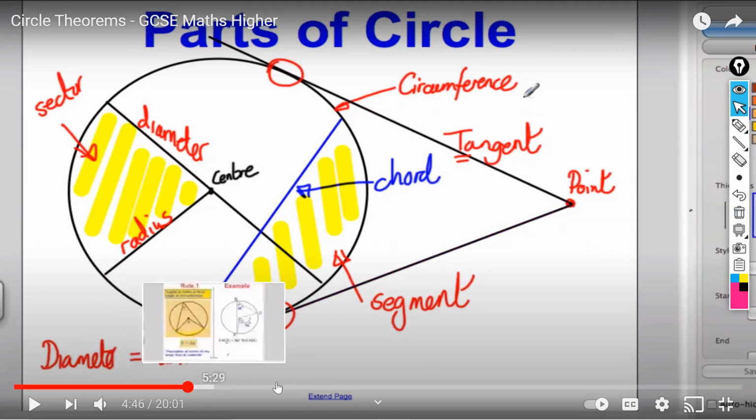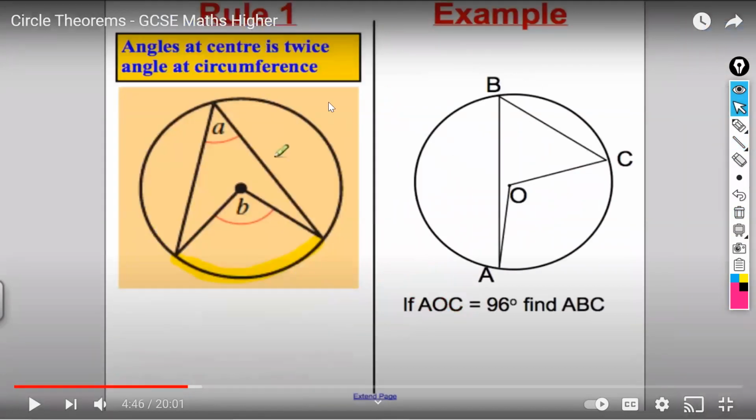All right, some rules. And this is the first rule, guys. It's a very simple rule. I kind of like this rule, to be honest. So it says here, angles at the center is twice the angles at the circumference. Cool, so I'm going to give you an example. So if here is 50 degrees, then here is 100 degrees. Does that make sense? So this is the first rule that we need to know for circle theorems, guys. This is the first rule.